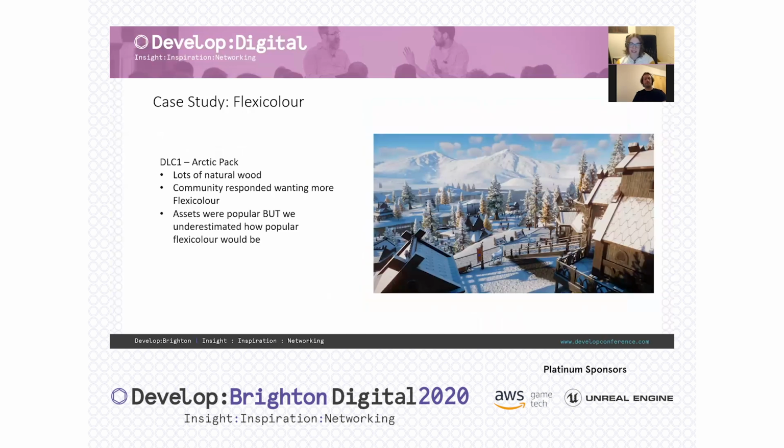Next one I found really intriguing is about our FlexiColor. So we mentioned earlier, FlexiColor is a system in which a player is able to recolor parts of a mesh. This comes with an authoring cost for us, but it's really nice for the player to be able to make a particular asset exactly the color they want it to be. So it's definitely a high payoff for them.